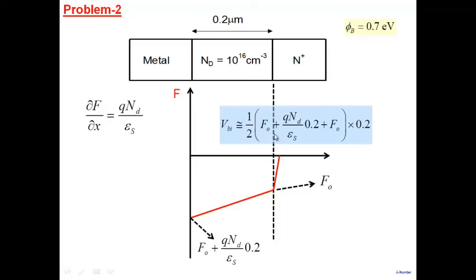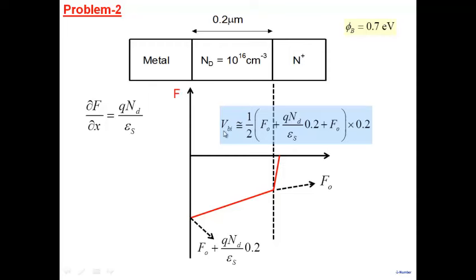Let's take 10 power 16 here. Suppose I take phi b as 0.7. So what is likely to be the built-in voltage? Metal, 10 power 16 and N plus. In N plus, where is the Fermi level likely to be? Almost coinciding with the conduction band, right? So phi n is negligible, 0. So the built-in voltage is also 0.7.